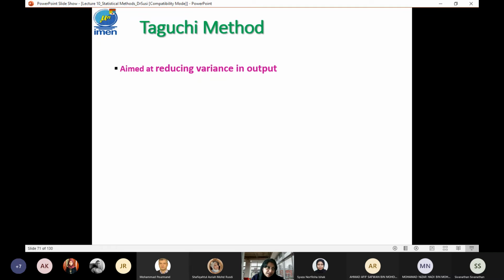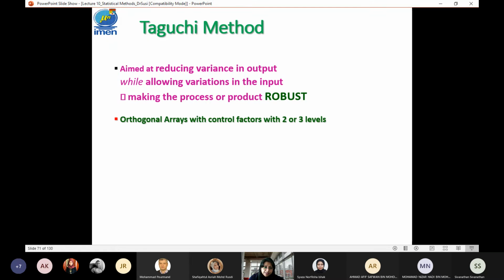variance. We want a nice thin Gaussian curve. We don't want a bulky Gaussian curve, while allowing variations in the input. By changing the input, you still get a nice thin curve, reducing the variance, making the process or product robust. Orthogonal arrays can be controlled with 2 or 3 levels. For example, for temperature, you have low temperature, medium temperature, and also high temperature. We call them levels. And here we have L8, which means you run 8 experiments.